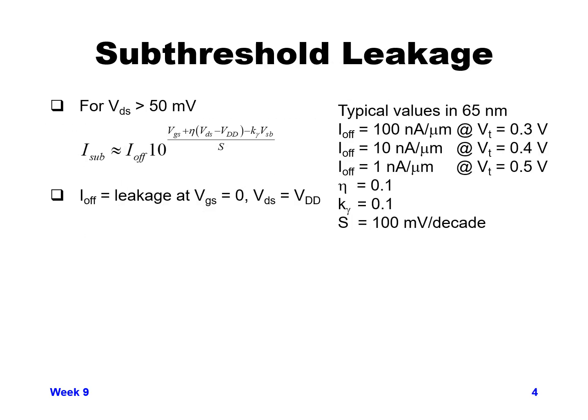I'm going to go through this slide kind of quickly. We've talked about subthreshold leakage in a previous lecture, but I just wanted to go through it again here. The equation for subthreshold leakage is approximately I off times 10 to the power given in the equation, where I off is defined as the leakage you get when VGS is 0 and VDS is equal to the full value of VDD.